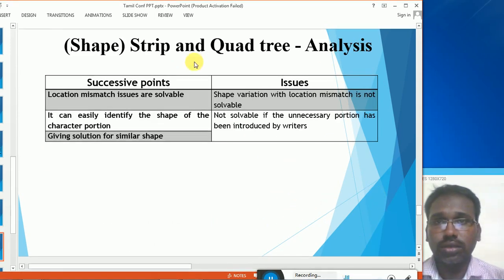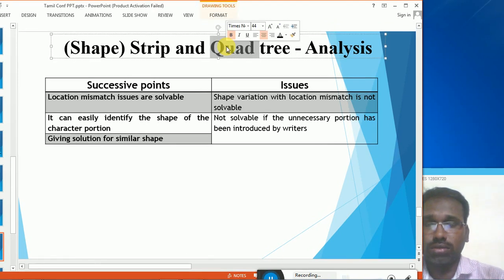This is not a quad tree, it is a prism tree. Sorry.